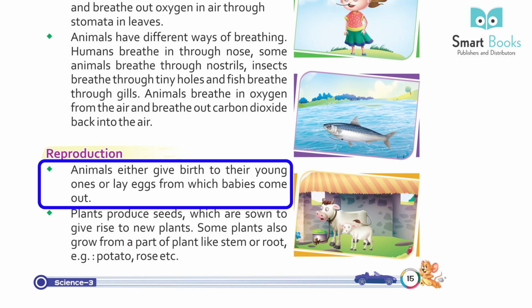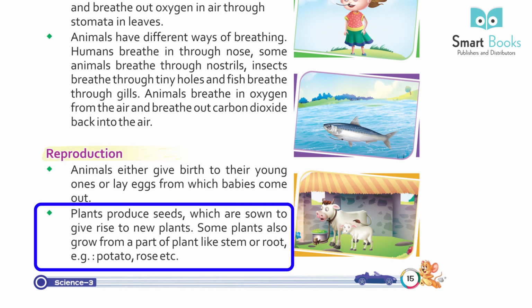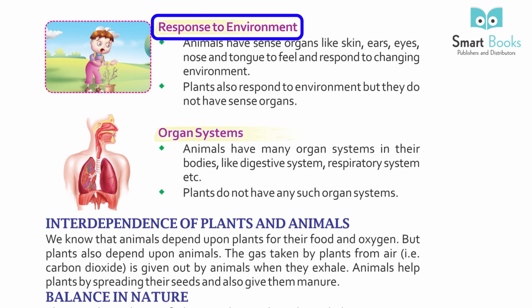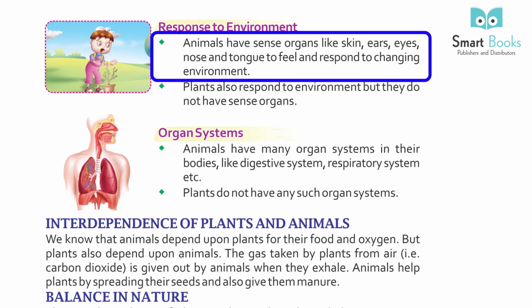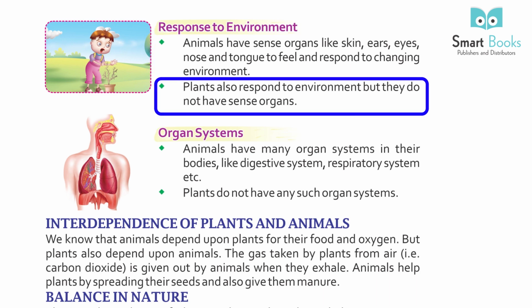Reproduction. Animals either give birth to their young ones or lay eggs from which babies come out. Plants reproduce by seeds which are sown to give rise to new plants. Some plants also grow from a part of the plant like stem or root, for example potato, rose, etc. Response to environment. Animals have sense organs like skin, ears, eyes, nose, and tongue to feel and respond to changing environment. Plants also respond to environment, but they do not have sense organs.